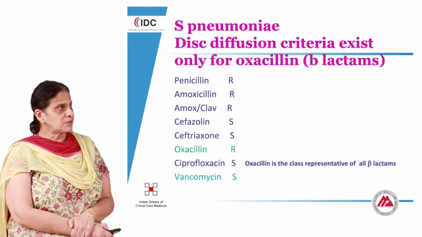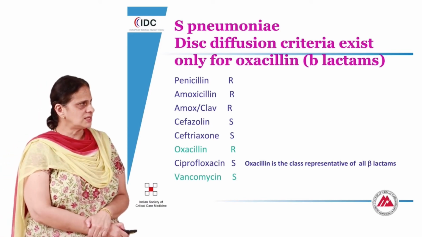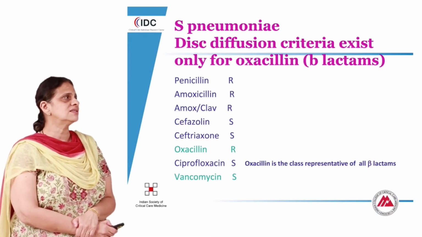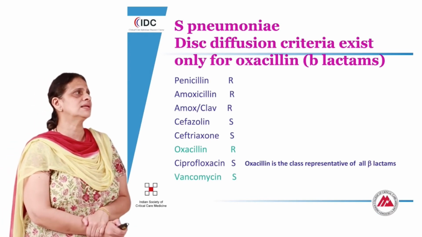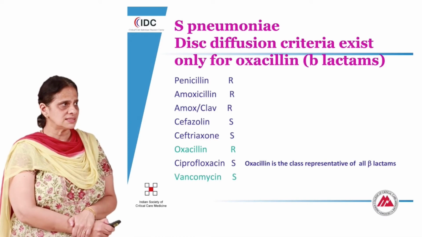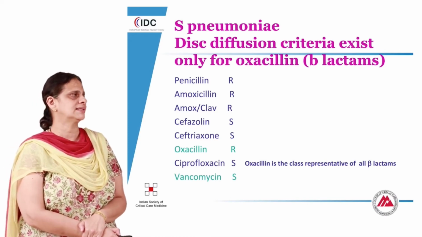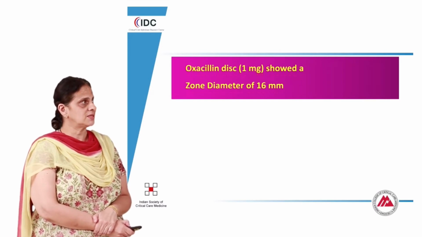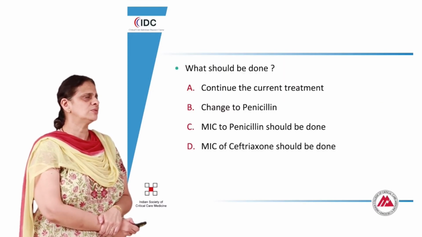When we did the susceptibility test, we found that oxacillin was resistant. And to be honest, remember that this diffusion criteria for strep pneumonia only exists for oxacillin. Oxacillin is the class representative of all beta-lactams. Oxacillin disc showed a zone diameter of 16 millimeters. When you see this, I would ask you, what should be done?